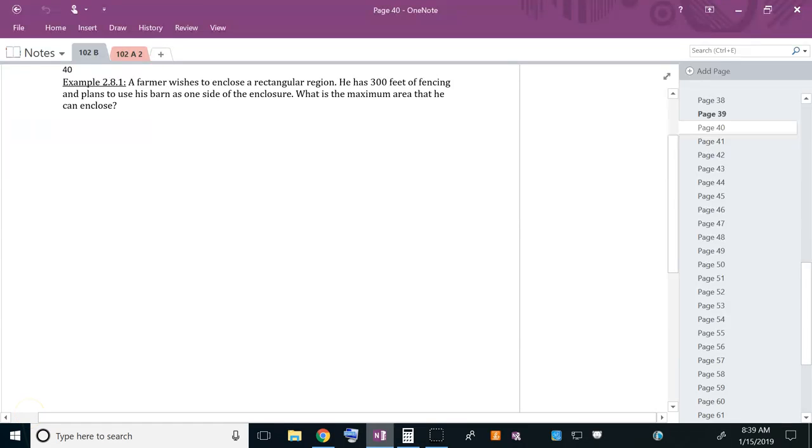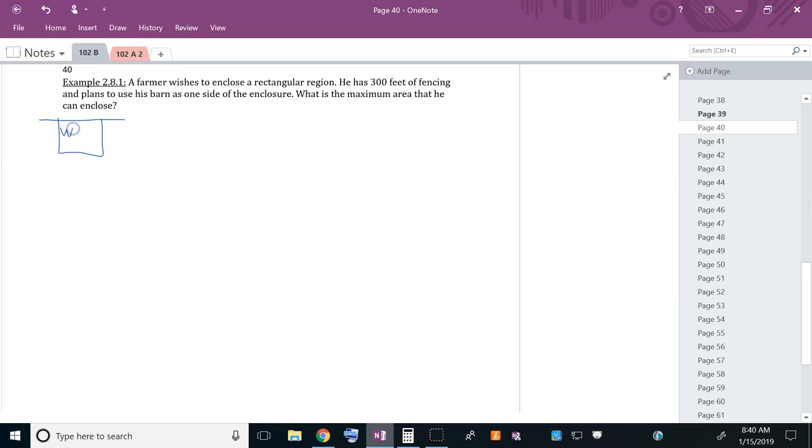Math 102, example 2.8.1. So we've seen everything else about quadratics. Now let's do some applications for them. All right, so here I would like to enclose a rectangular region, but we're going to use the barn as one side. So in other words, I'm not going to put any fencing on that top side. I've got a barn, I don't need a fence.